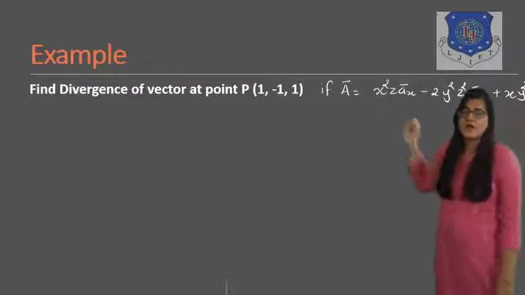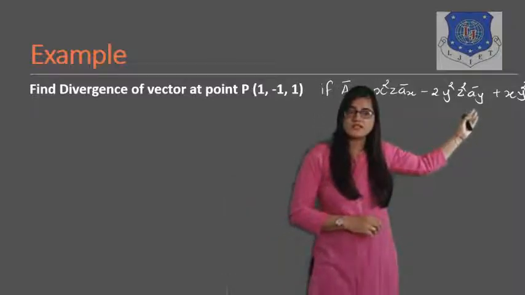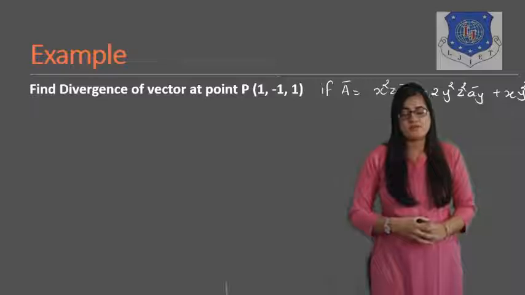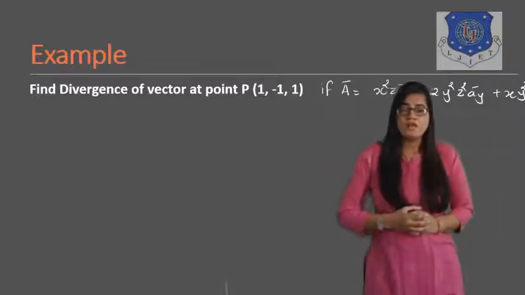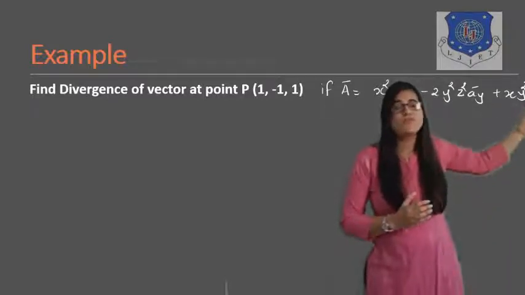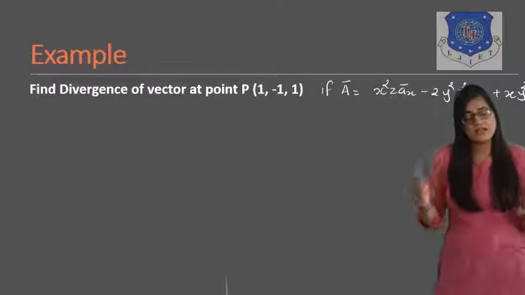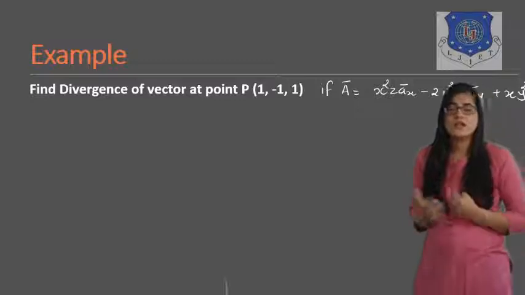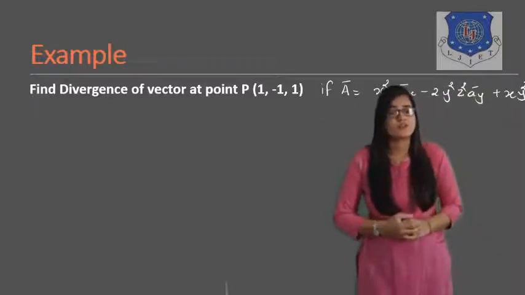A bar equals x square z ax bar minus 2y square z square ay bar plus x y square z az bar. So here we have the values of vector A bar in vector form, and we get the answer in terms of scalar, while in case of gradient the procedure is totally reversed. In that case, we have the question in terms of scalar and we get the answer in terms of vector.